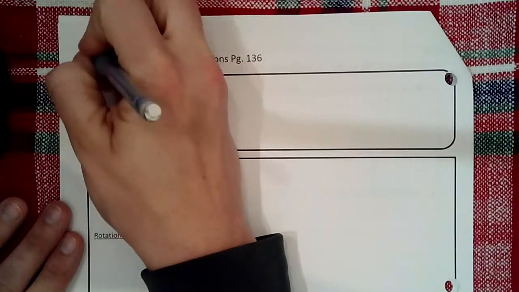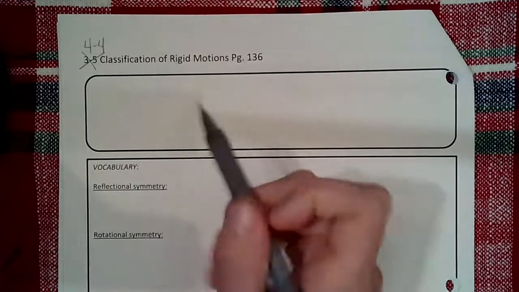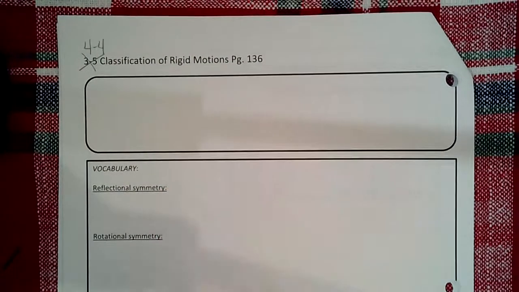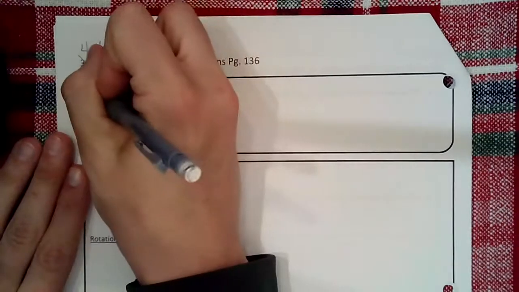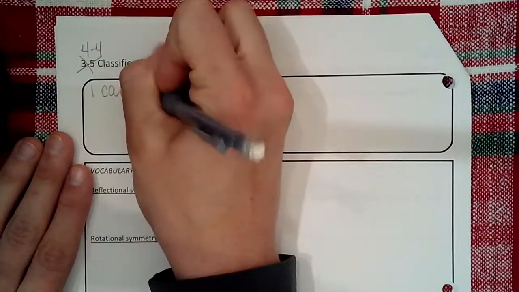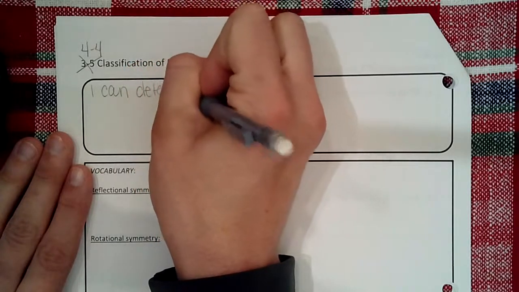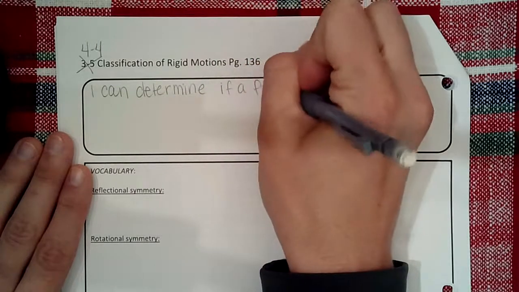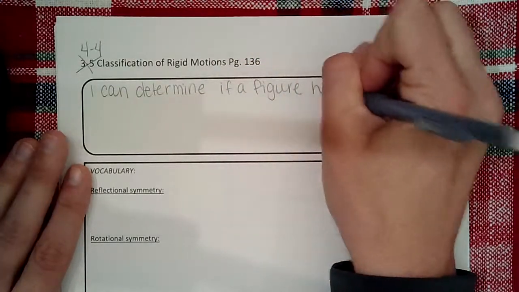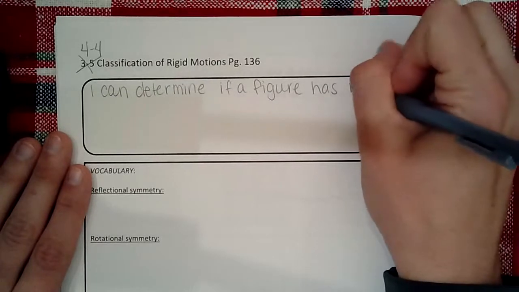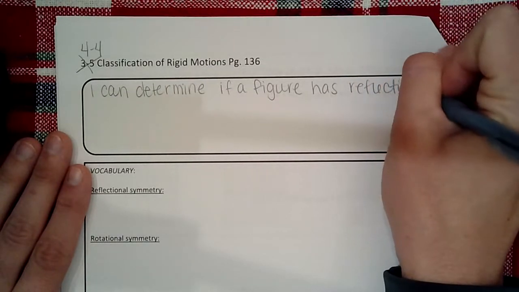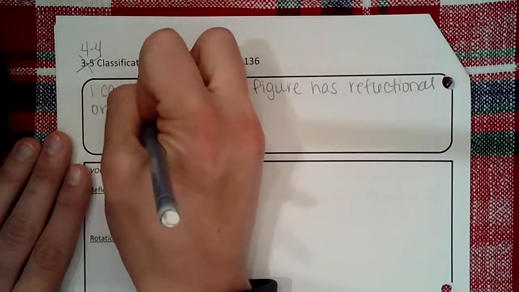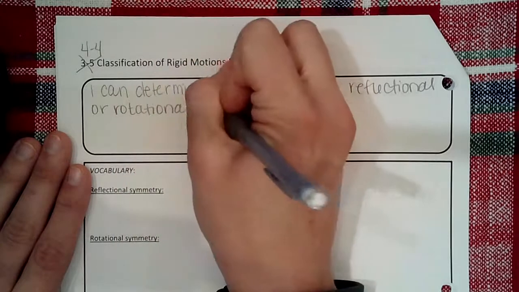Today we are starting section 4.4. It is the classification of rigid motions. So we're going to take a look at some figures and talk about symmetry. So our learning target is: I can determine if a figure has reflectional or rotational symmetry.